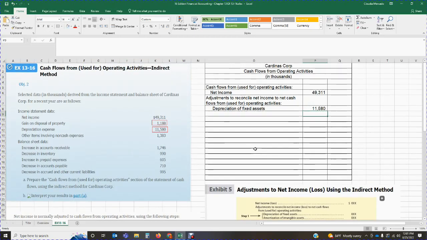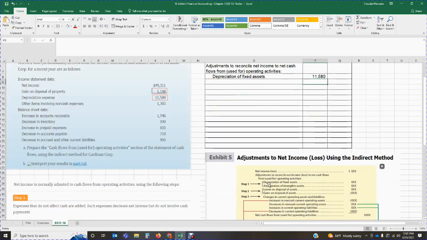Okay. So what do we have here? We have a gain on the disposal of the property of 1188. So it says we have a gain. If we have a gain, we need to subtract. Gain on disposal of assets.